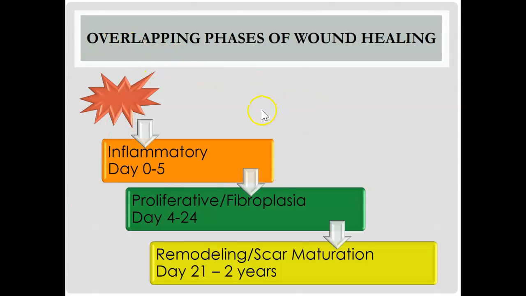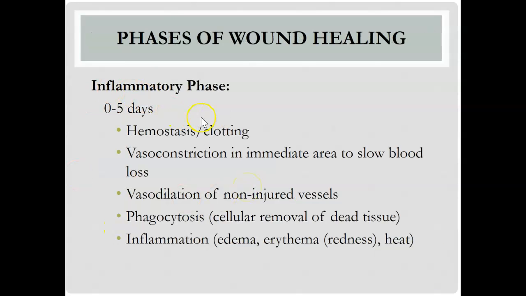Here are the different phases of wound healing. You have the inflammatory stage for 5 days, the proliferative stage, and the remodeling, scar maturation stage, 21 days to 2 years. Breaking these down. The inflammatory stage, those first 5 days, obviously a lot of swelling, clotting, vasoconstriction, bleeding, dilation, non-injured cells, phagocytosis, cellular removal of the dead tissue. It does this by kind of eating it up, kind of gets rid of it on its own, and then all that edema, redness, and heat.